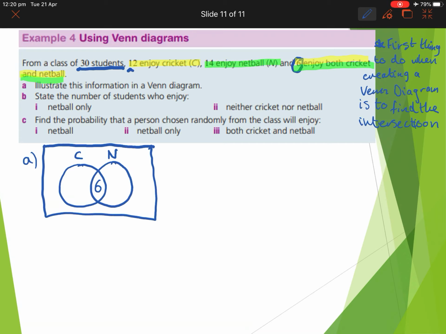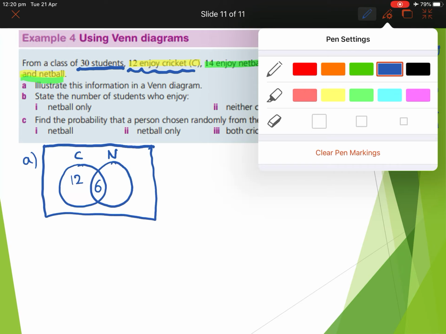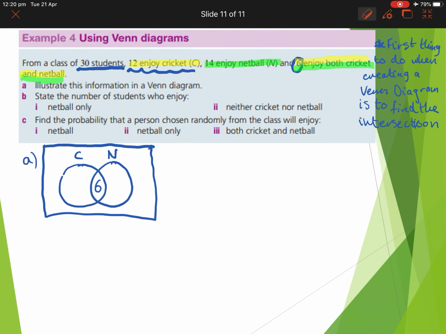Now let's do this bit of information. 12 enjoy cricket. Now we can't put 12 here because we've already got 6 of them accounted for in the middle here. So I'm going to rub that out. We don't want the 12. We want 12 in total. So in this circle of cricket, we want the number 12. We've already got 6 there, so we're going to put another 6 there. That's why it's important to put that intersection first.